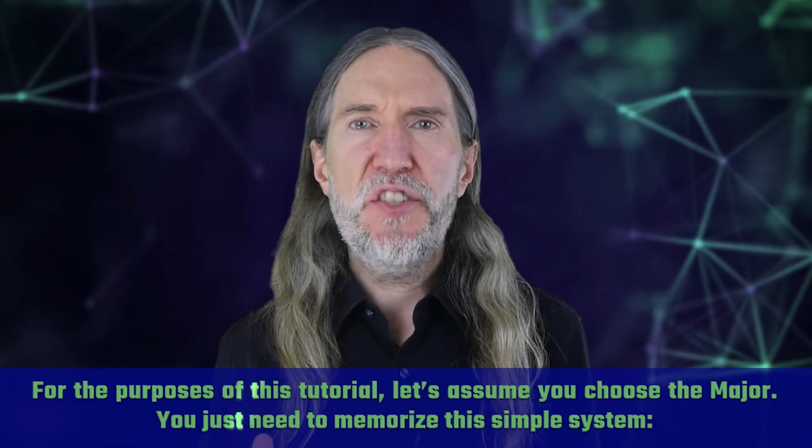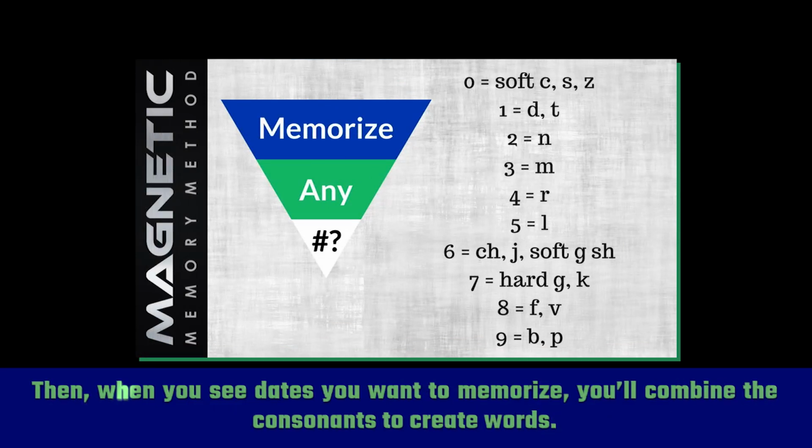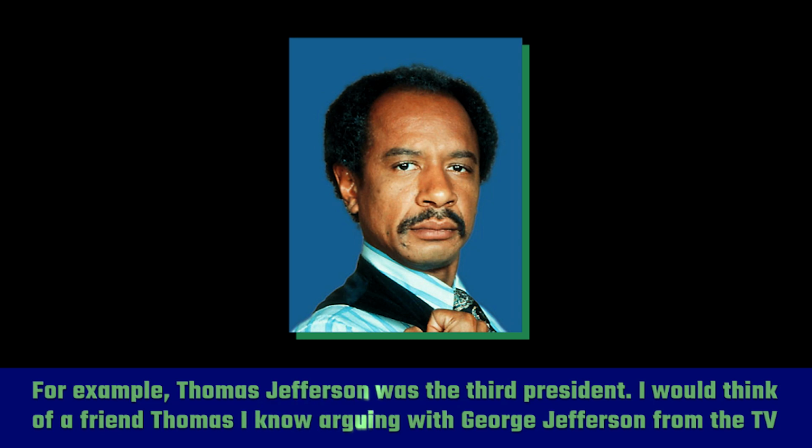For the purposes of this tutorial, let's assume you choose the major. You just need to memorize this simple system. Then, when you see dates you want to memorize, you'll combine the consonants to create words. For example, Thomas Jefferson was the 3rd president.